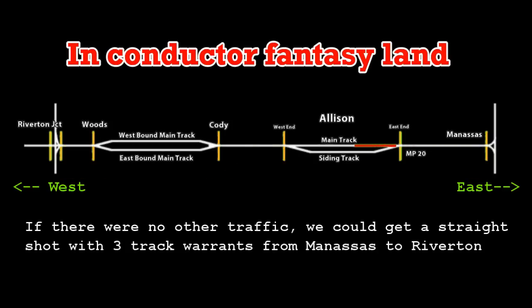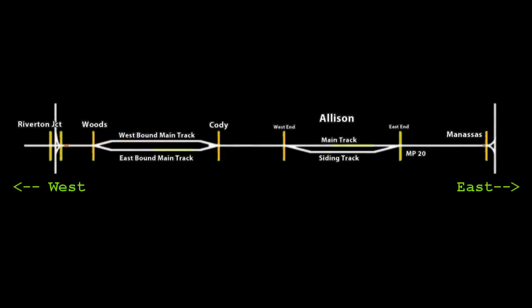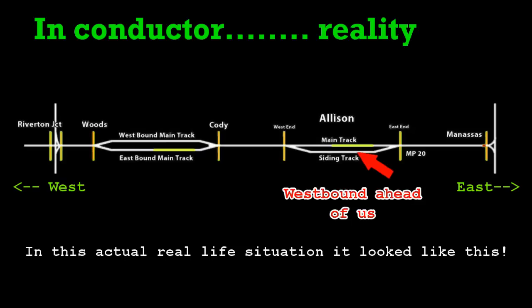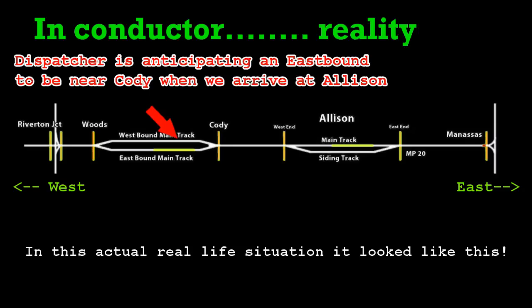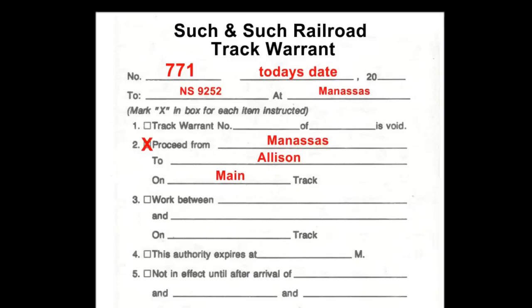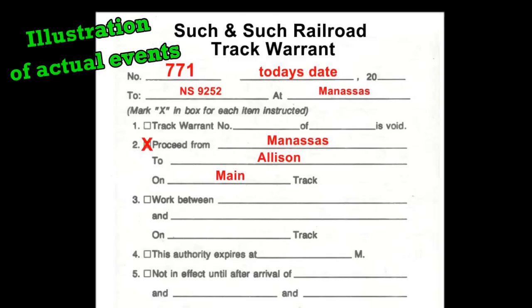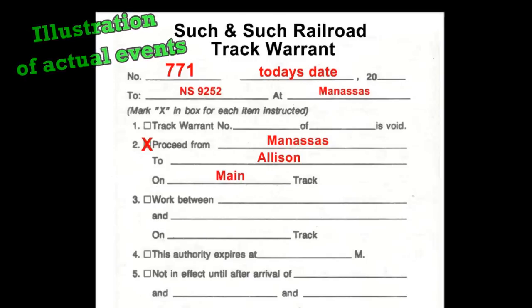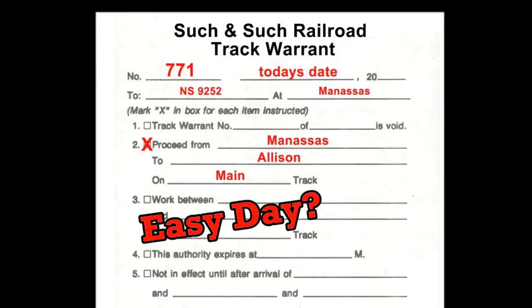In conductor fantasy land, if there were no other traffic, we could copy 3 warrants and zip quietly across the line. Well, when reality sets in, we see that this isn't the case. See, we're in Manassas ready to go westbound and there's a train out there ahead of us. That's not so bad, but we hear there's an eastbound about to enter the picture. In the yard office over the phone, I copied our first track warrant. This illustration shows what the dispatcher gave us. Let's see, proceed from Manassas to Allison on the main track. That's not so bad, easy day maybe?